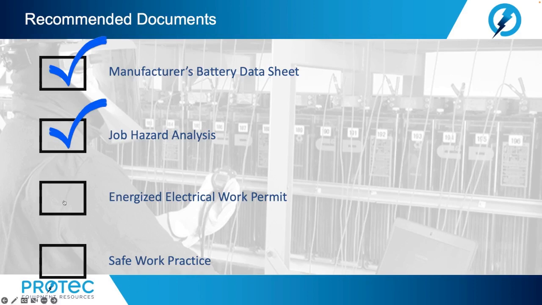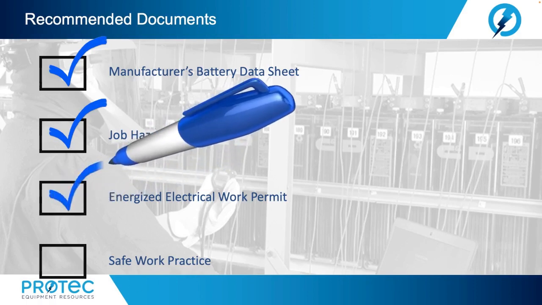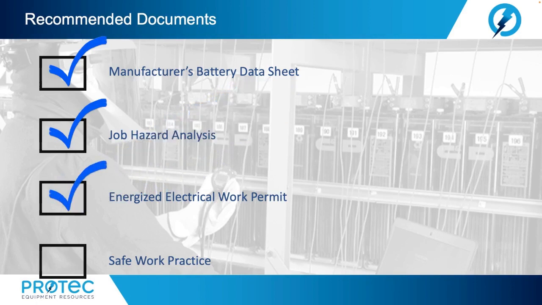And since it is energized work, perhaps we also have an energized electrical work permit documenting our shock risk hazard, our arc flash risk hazard, the hierarchy of controls that are going to be utilized in order to mitigate or eliminate the hazards, and sign off from people in the appropriate positions that they are going to accept any of the risks associated with the battery test.